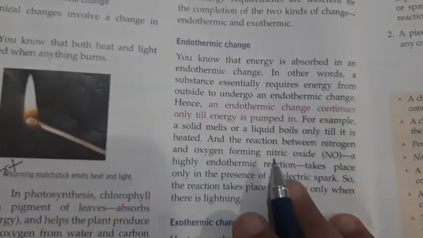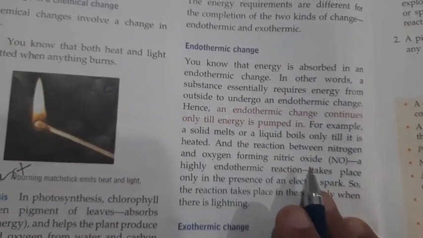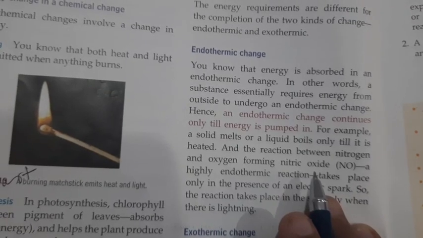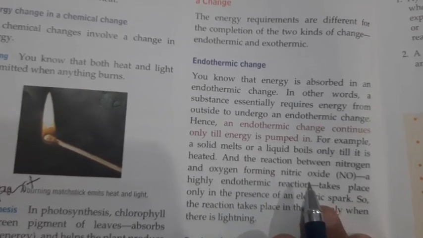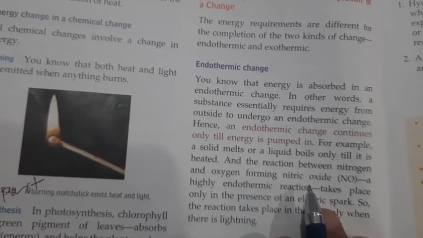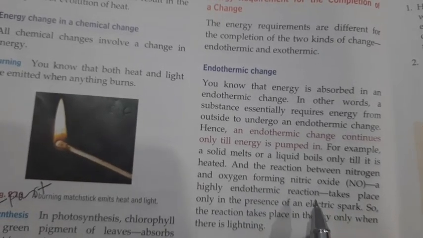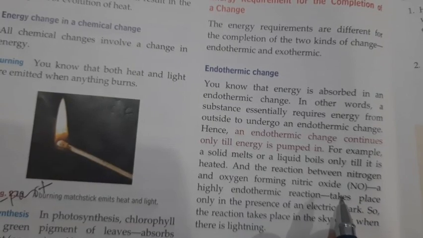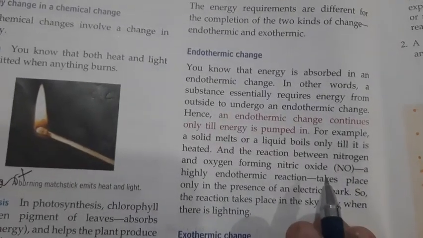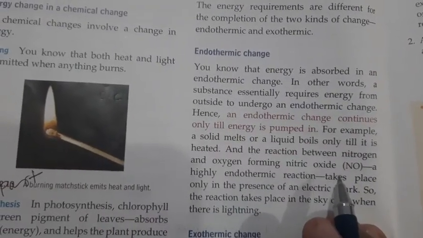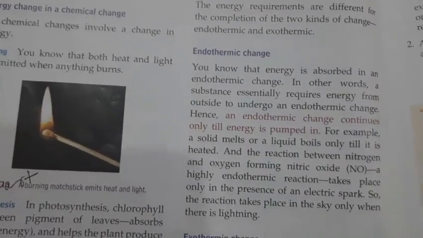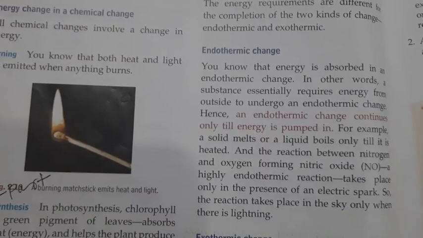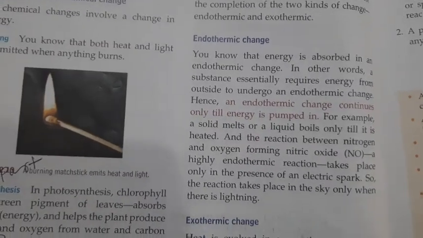Another example is the formation of nitric oxide. Nitric oxide generally forms in the clouds when lightning is there, because nitrogen and oxygen are already present in the atmosphere. So when lightning occurs, nitric oxide is formed. But on a hot sunny day, no nitric oxide is found, because no clouds will be there and no thundering in the sky. So an electric spark is required for this reaction.